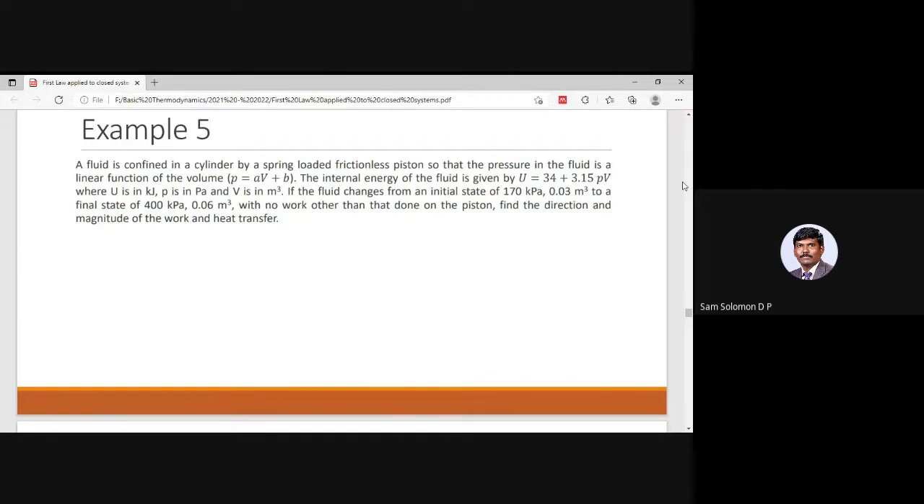A fluid is confined in a cylinder by a spring-loaded frictionless piston, so that the pressure in the fluid is a linear function of the volume, P equal to AV plus B. The internal energy of the fluid is given by U equal to 34 plus 3.15 PV, where U is in kilojoule, P is in kilopascal, and V is in meter cube.